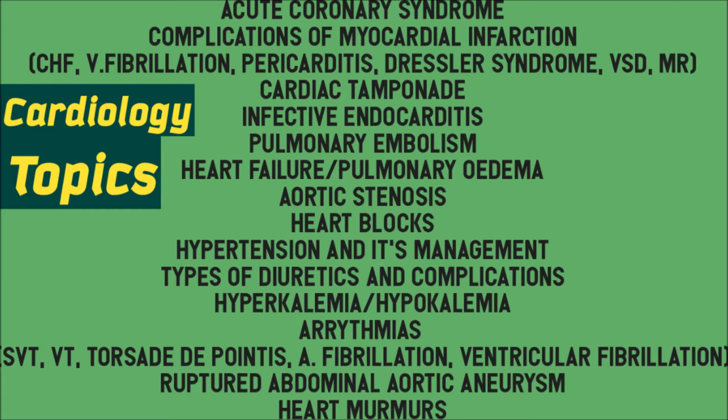Now I will tell you the side effects of these three types of diuretic. One is loop diuretic, the other one is thiazide diuretic, and the third one is potassium sparing diuretic. In loop diuretics you can include furosemide and bumetanide. In thiazide diuretics you can include bendroflumethiazide and indapamide. In potassium sparing diuretics you can include spironolactone and eplerenone.